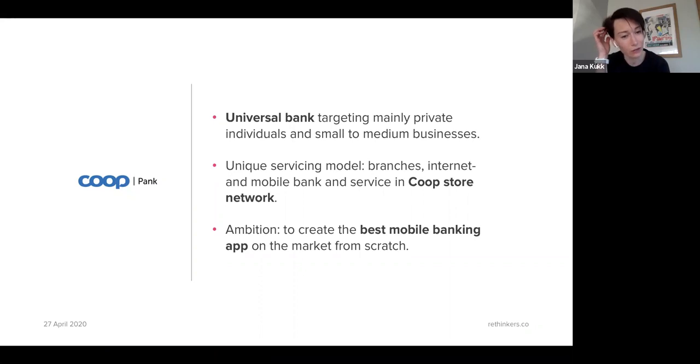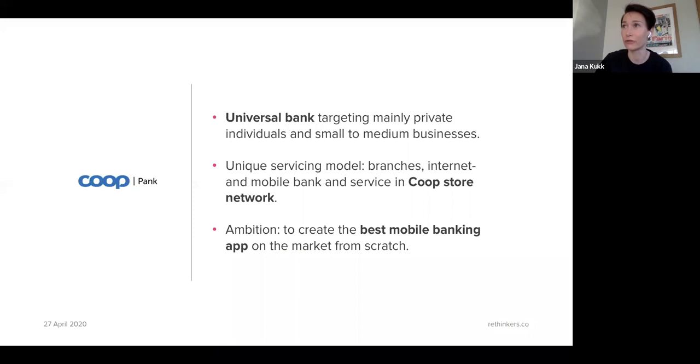So a few words about Coop Bank. It's actually a very new bank in a way that it has existed before, but it has been acquired. It has gone through rebranding. There is some existing customer base from the previous bank, but all in all, on the market, it's perceived as a pretty new player. Why it was so exciting to work with it is because it's a bit different from the classical universal bank we have here on the market.